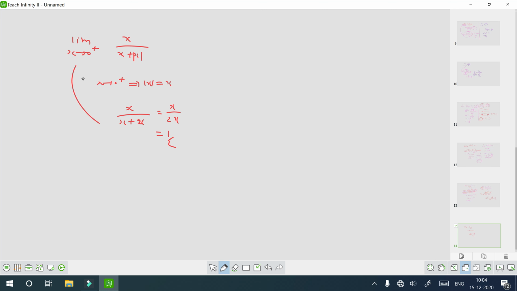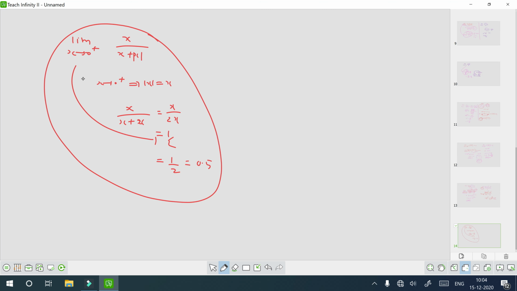And limit of a constant term is constant, so it is equal to 1 by 2. That can be written as 0.5 also. Options are not given, so directly we want to answer in decimal form. So that comes out 0.5. Half is equal to 0.5. Clear?